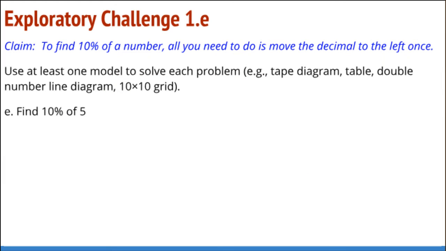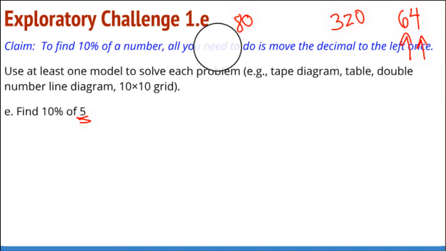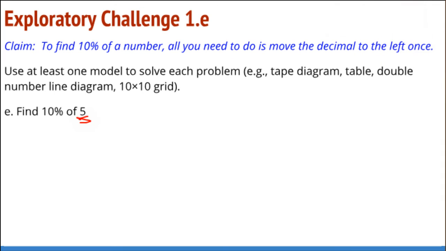10% of 5. Now we have only a single digit number. So it's not like we have a 1 in the tens place in some larger number, or that we even have a ones and a 10, like on the last problem. Now we just have a ones place. Is that still going to get us 10% when we move the decimal to the left?